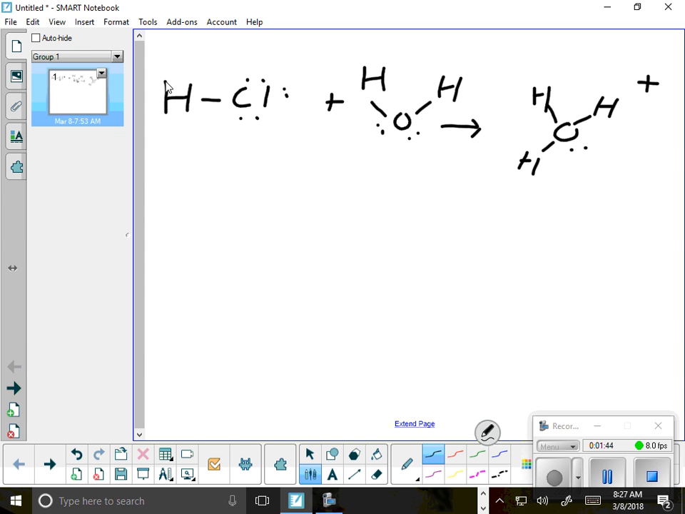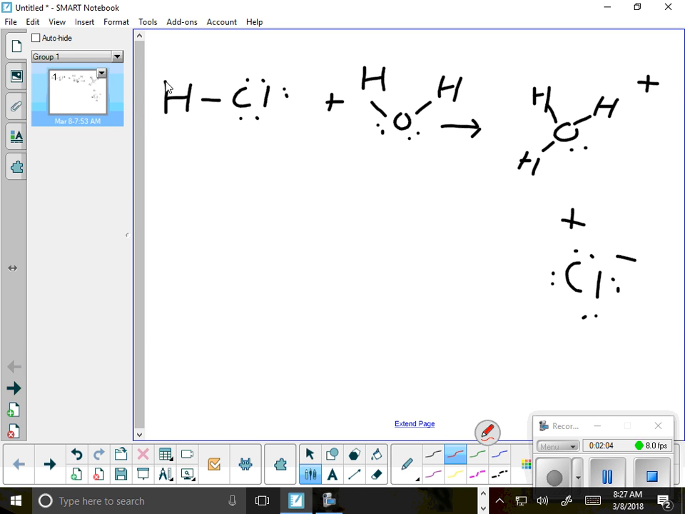does anyone know why I would have a plus charge on it? Got rid of an electron. Yeah, formal charge of +1 on that oxygen. There's only 5 electrons around the oxygen, normally has 6. Remember formal charge from last unit or last semester? It's good stuff. So this would be the products of that reaction.